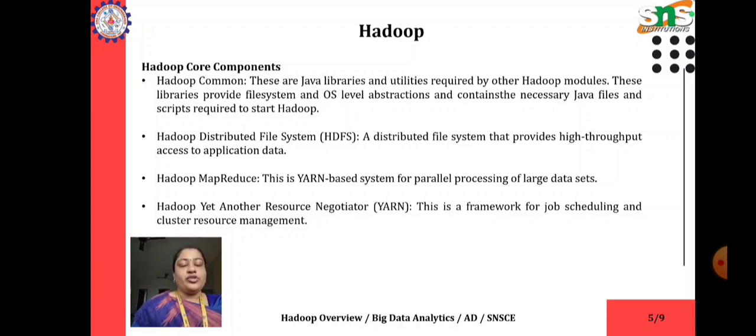Hadoop Common contains all the needed libraries that are used for working in Hadoop. Hadoop Distributed File System, we all know already, is for storage purposes. MapReduce is for parallel processing of large data sets; it is the processing tool. And Hadoop YARN is a framework for job scheduling and cluster resource management. So let us see how the students describe Hadoop in a detailed manner.